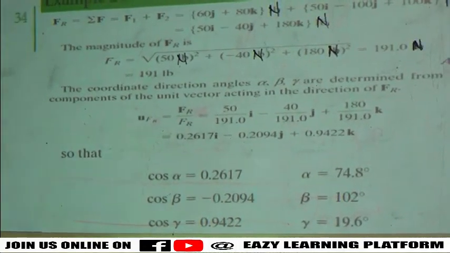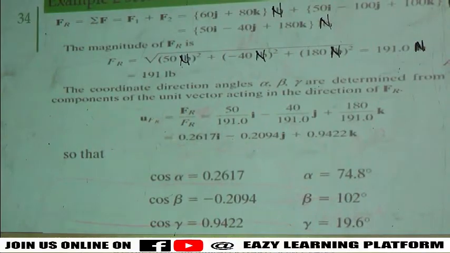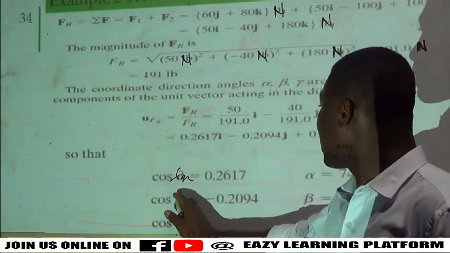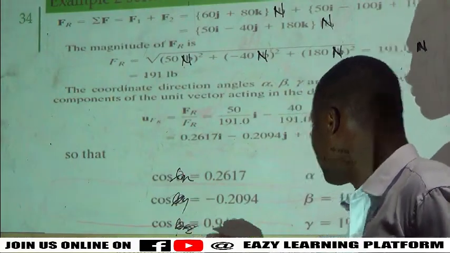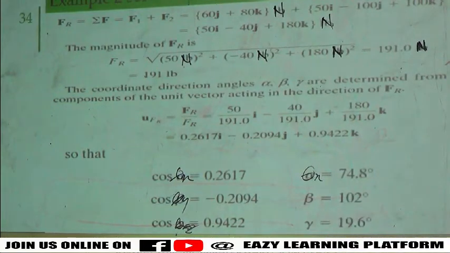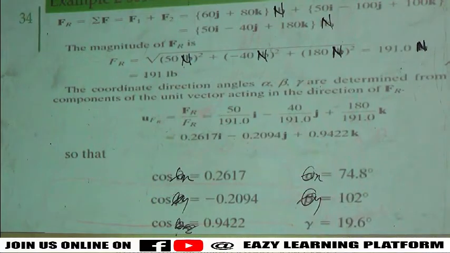So now we compare both sides of the equation. Cos theta x is the first component, this is theta y, and this is theta z. So when you do that, your theta x will be equal to 74.8 degrees, your theta y 102 degrees, and theta z will give you 19.6 degrees.